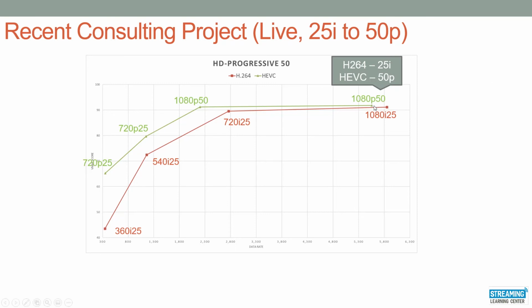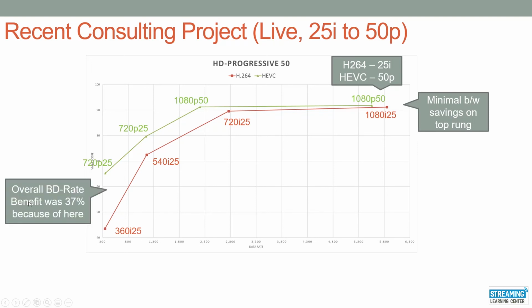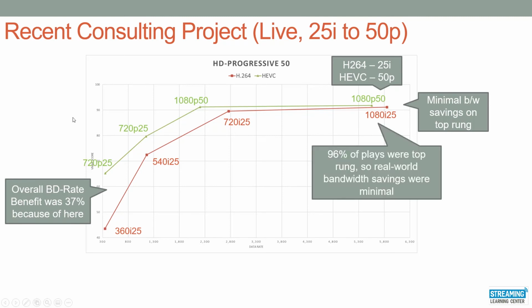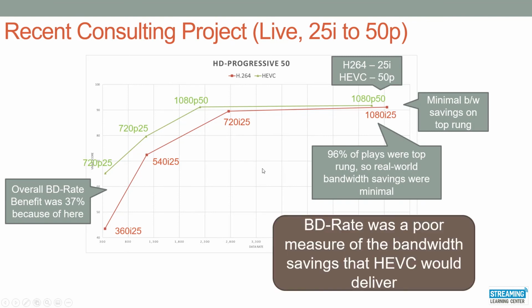So even at 50p, there was a slight bandwidth savings, but it was not substantial compared to the 25i stream here. Now overall, the BD-Rate functions computed at 37%, which is a pretty promising number. Unfortunately, 96% of the plays for this particular customer were the top rung, so the real-world bandwidth savings were minimal. And in this case, BD-Rate was a poor measure of the savings that HEVC would deliver.